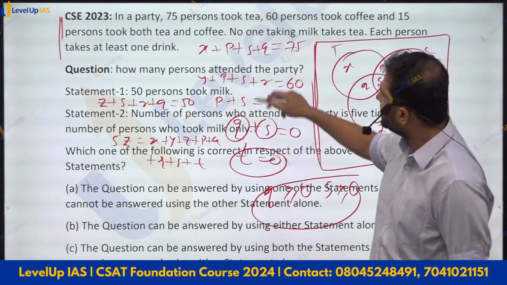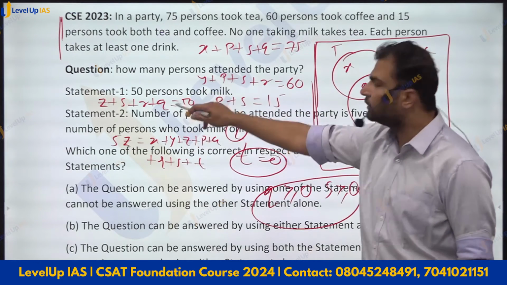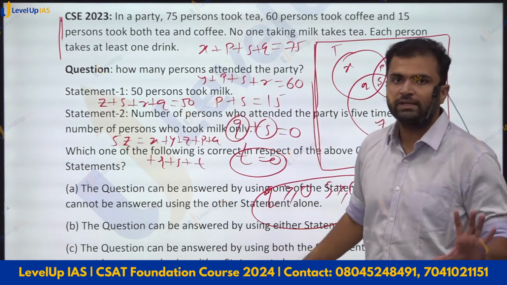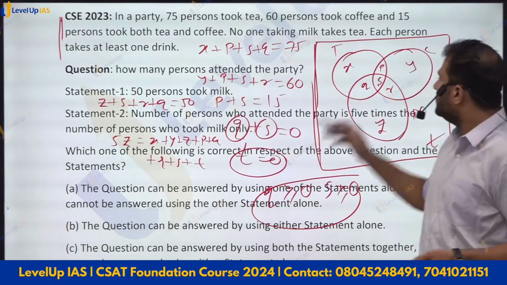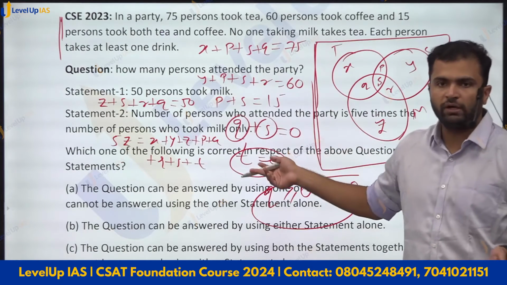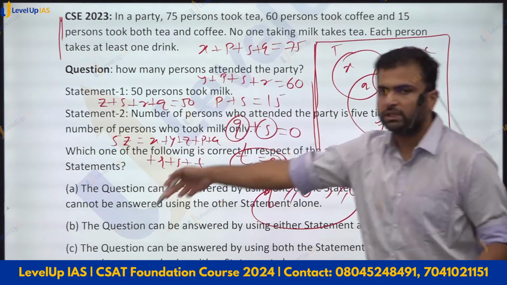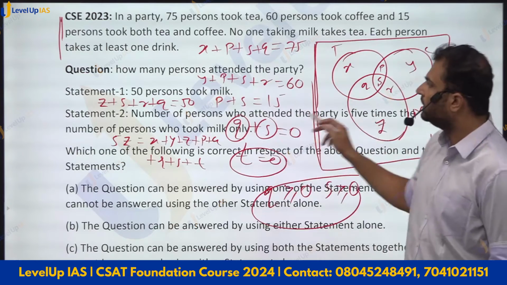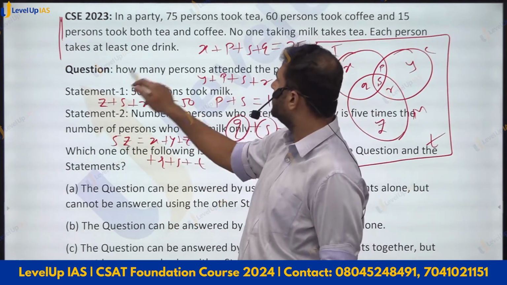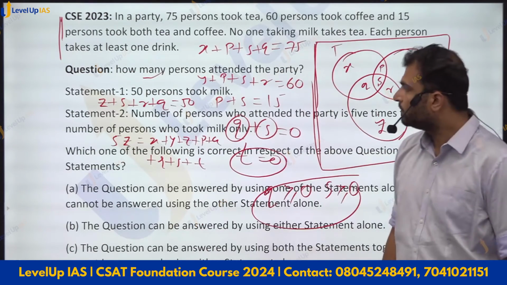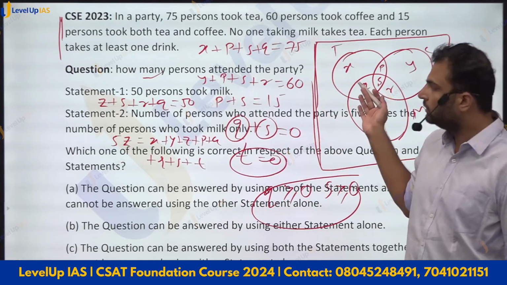And now let us see, this is 3 equations and these are 2 equations. We have 5 equations and how many unknowns? There were initially 8 unknowns, out of which 3 are already found out. So 5 unknowns, 5 equations, can we solve? Yes, we can solve for everything, and that is why we can comment on how many persons attended the party. Everything is known now, so we can comment.